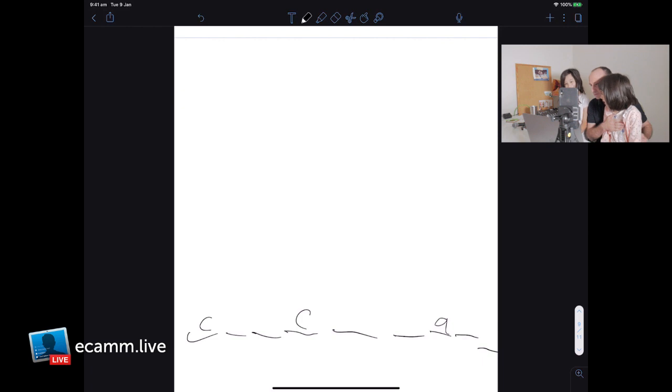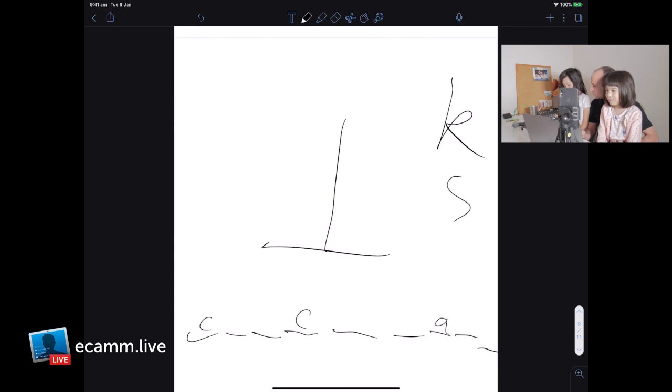K. What other letters do you think are in there? Is there a K? Okay. What else? S. Is there an S? No. Is there a U? O. Hang on, baby. There's no O and no U.